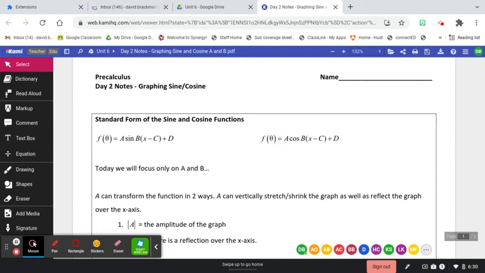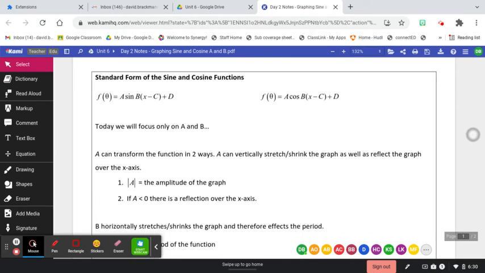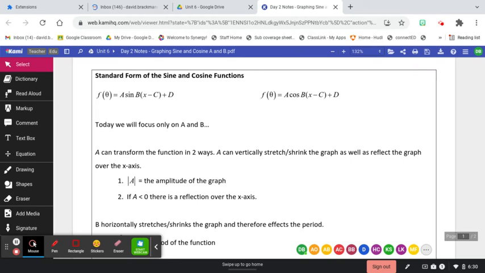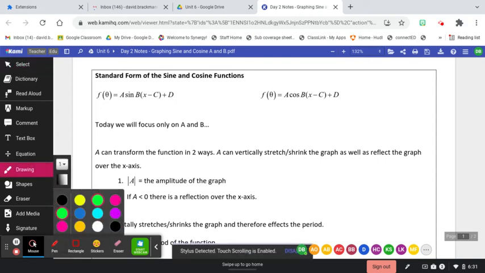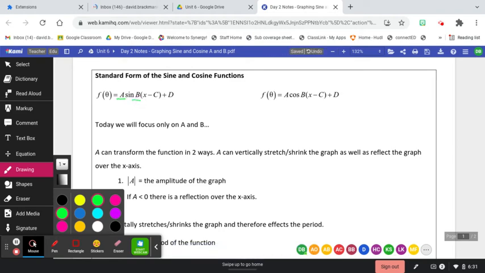So yesterday we learned about the parent functions for sine and cosine, and today we're going to transform them in a couple different ways. As you can see here, there's really four different ways that we're going to focus on. Okay, but today we're just going to focus on the A and the B. The C and the D is what moves the graph left, right, up, down. We'll work on that tomorrow.